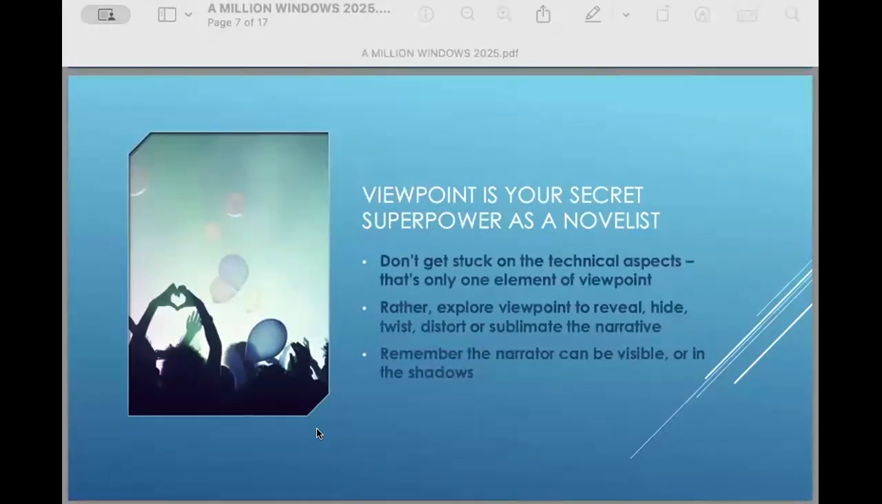Remember, sometimes the narrator is in the heart of the action. Other times they're just observing other characters or other action, and they are slightly outside of the story.